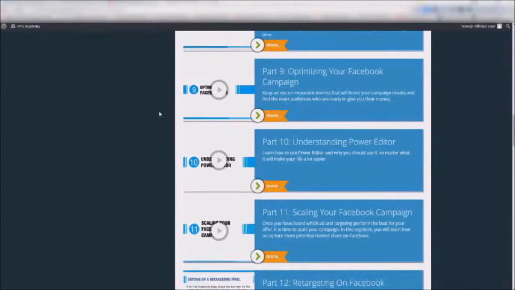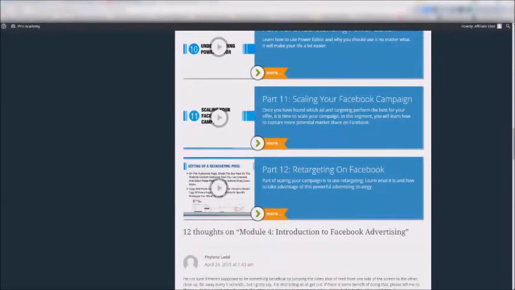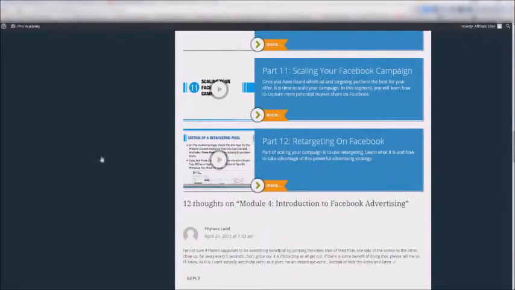Power Editor is a more robust ad platform to serve your ads or to put your ads together. He goes over that, some really good information. There's a big difference between Power Editor and also between the general page manager that most people use. Again, we mentioned scaling your campaign and then, retargeting.